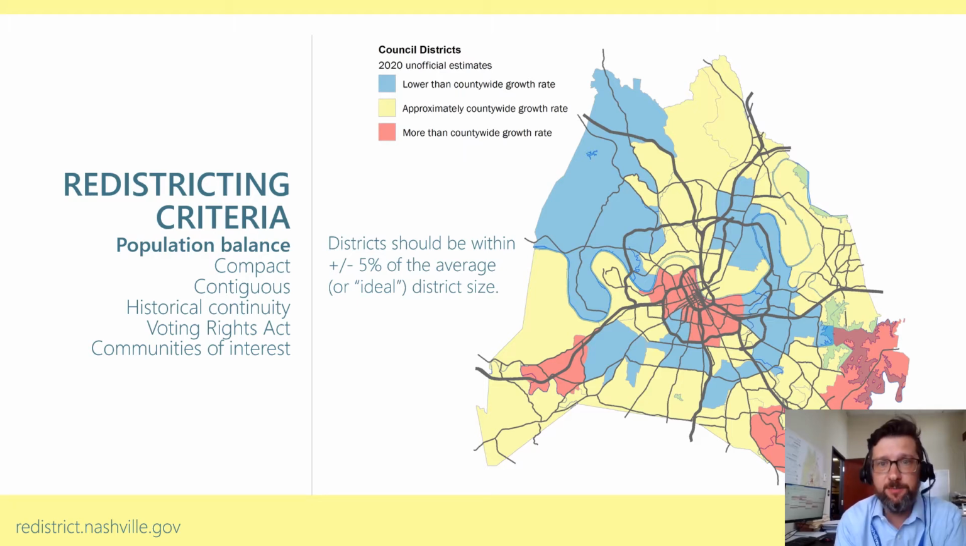This happens because some parts of the county grow faster than other parts, leading to large differences in the number of residents in each district. We look to keep the population of each district within 5% of the average or ideal district size. This is called the deviation from ideal. The gap between the largest district and the smallest district should be within 10%. Based on our current unofficial estimates, that gap is currently about 60%.